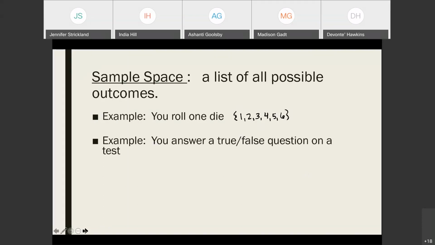All right, so what about this one? You answer a true-false question on a test. So what are your options there for your outcomes? What would go in that sample space? T or F, yeah, perfect. Okay, so we could answer true, we could answer false. Those are my only two choices. Put it in the brackets. We have our sample space.